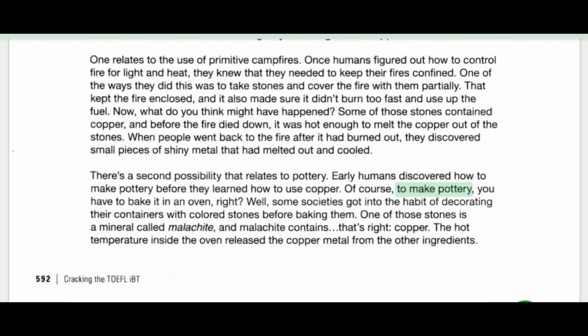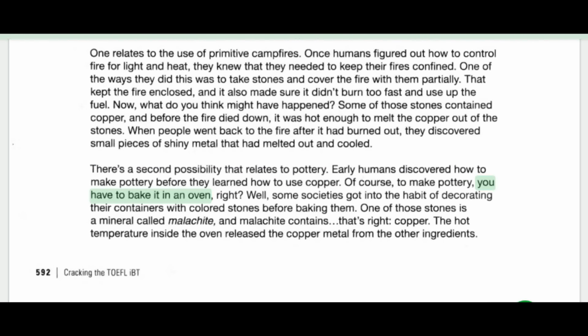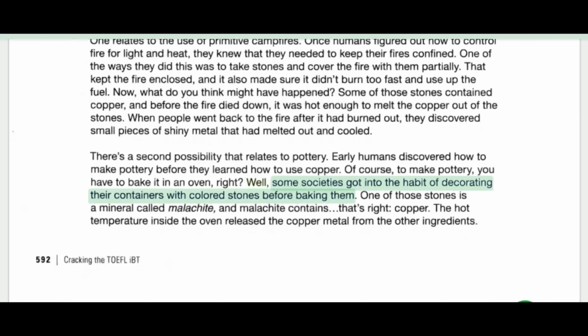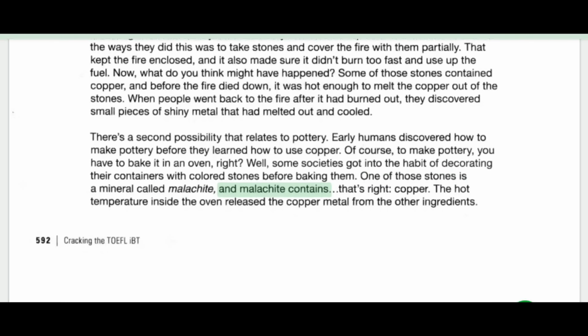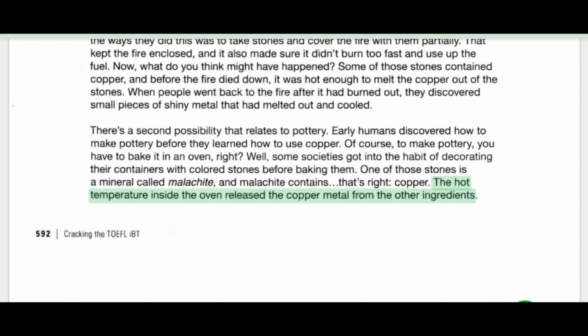Of course, to make pottery, you have to bake it in an oven, right? Well, some societies got into the habit of decorating their containers with colored stones before baking them. One of those stones is a mineral called malachite, and malachite contains... That's right, copper. The hot temperature inside the oven released the copper metal from the other ingredients.